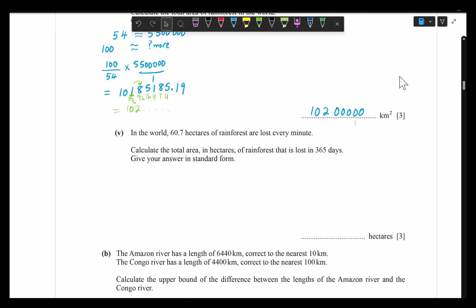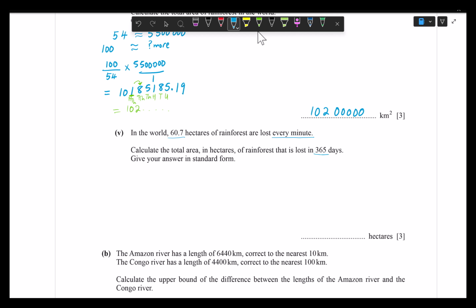Part 5 says, in the world, 60.7 hectares of rainforest are lost every minute. Calculate the total area in hectares of rainforest that is lost in 365 days. Give your answer in standard form. So we've been told that 60.7 hectares of rainforest are lost every minute. Now we want to find how many hectares are lost in 365 days.